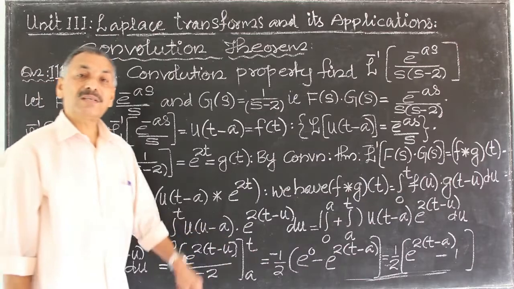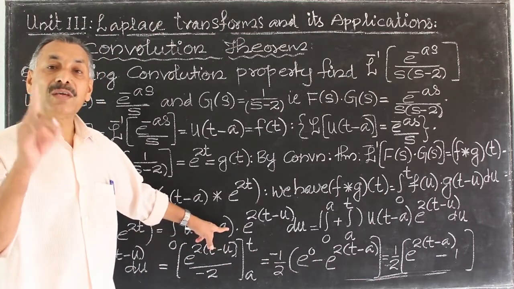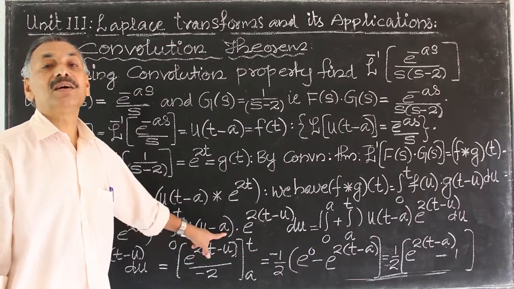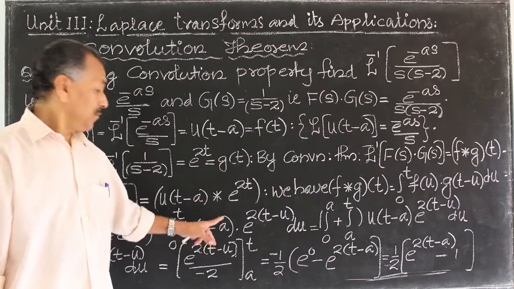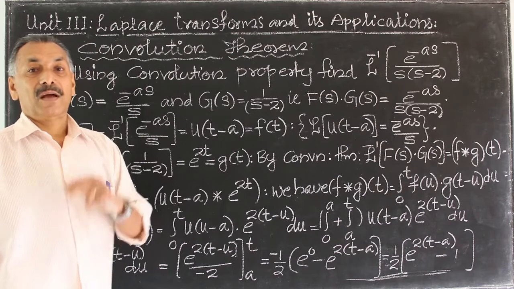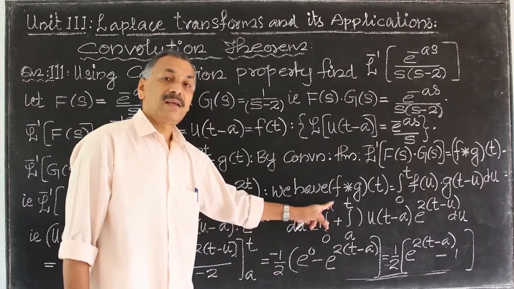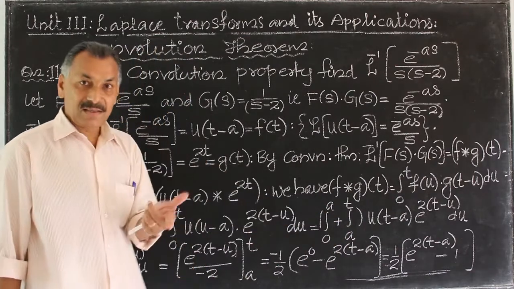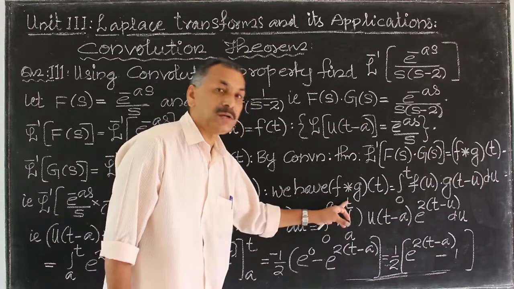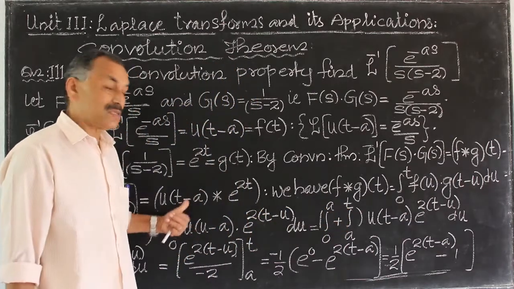What is the unit step function? u of u minus a is equal to 0 if u is less than a, and if u is greater than a, this value is equal to 1. The integral from 0 to t is divided like this: the integral from 0 to a plus the integral from a to t.